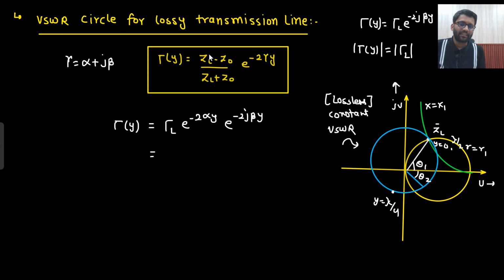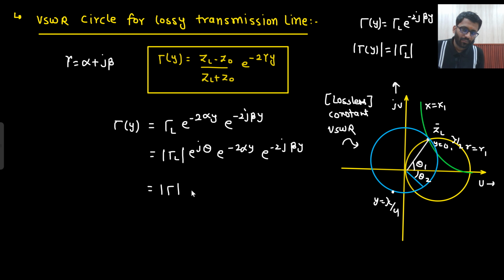Now this gamma L is ZL minus Z naught upon ZL plus Z naught. So this ZL can be complex, Z naught can also be complex. So if both can be complex, then certainly this gamma L will have some magnitude. Also it can have some angle. The angle we are denoting by j theta, times e to the power minus 2 alpha Y, e to the power minus 2j beta Y. So what I can write here is mode of gamma e to the power minus 2 alpha Y. So this shows the magnitude. All these are angle, j theta minus 2 beta Y. Okay. So this is your gamma Y.